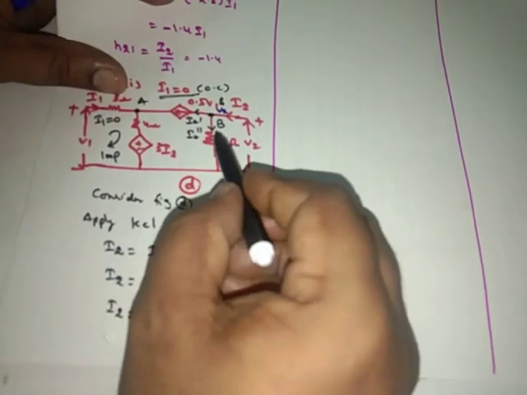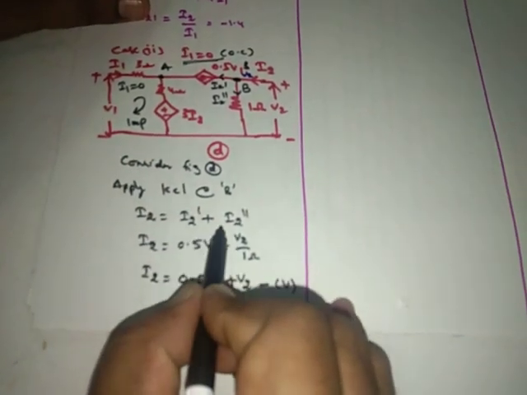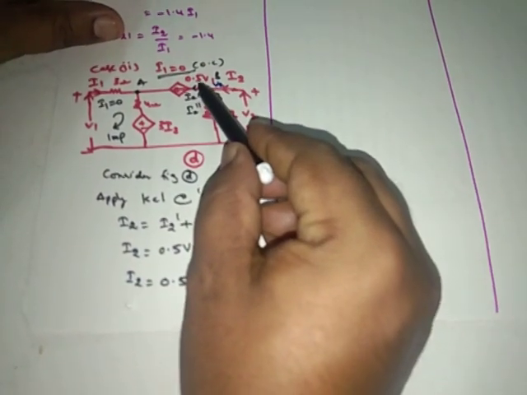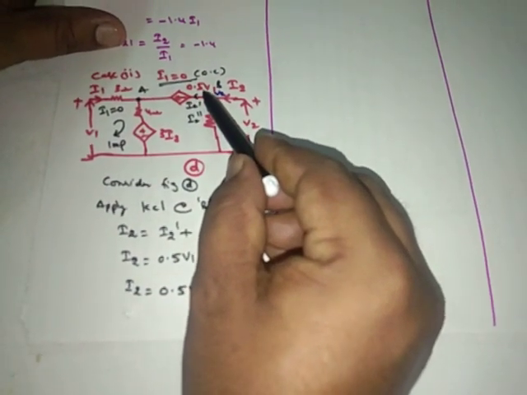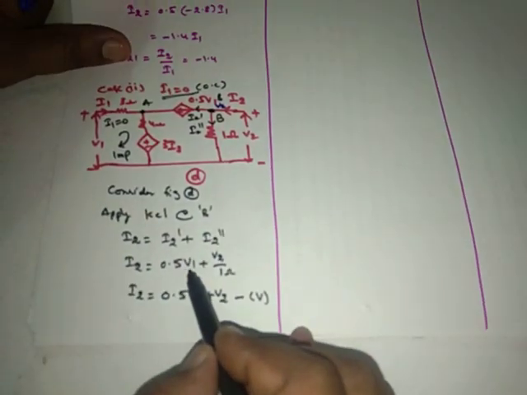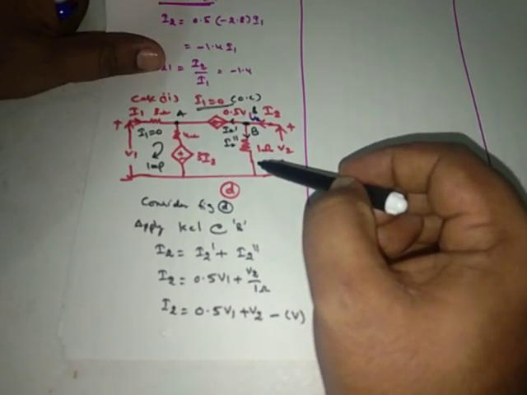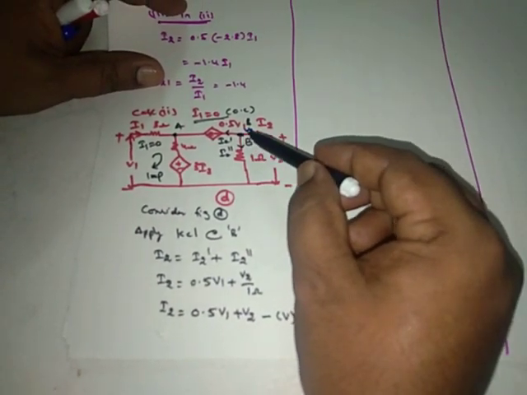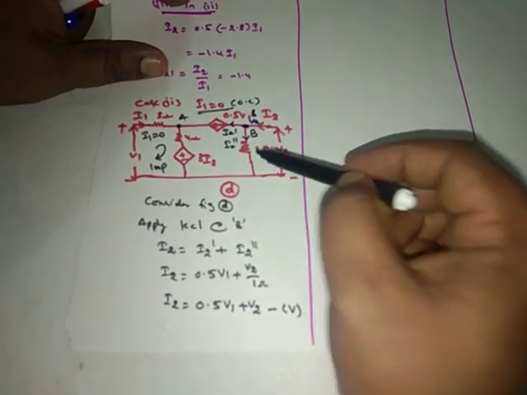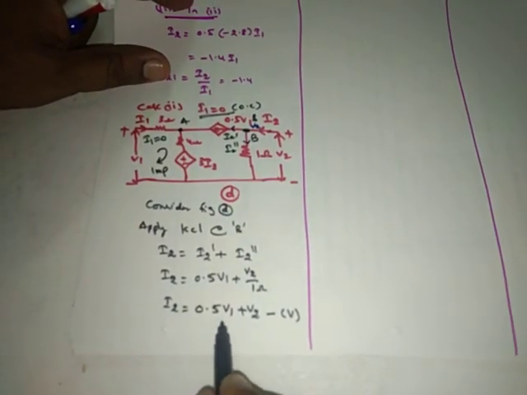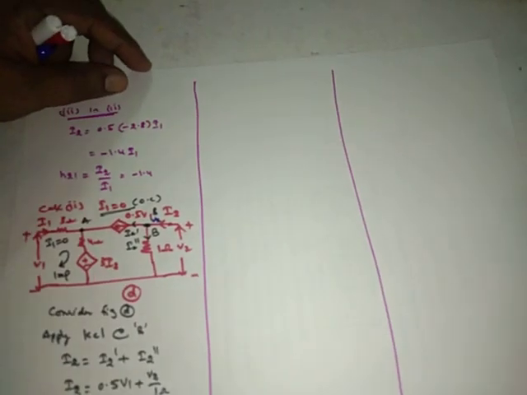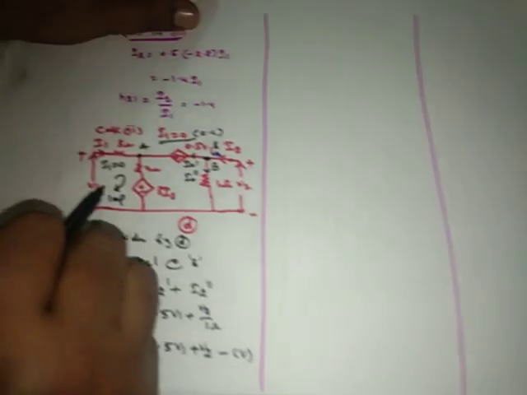Now apply KCL at node B. Here this is node B. Apply KCL: I2 is equal to I2 dash plus I2 double dash. Already the given current is this current source, a voltage controlled current source. Current source value is 0.5 V1. Here what is I2 double dash? Voltage by resistor, I is equal to V by R. Here this is the voltage V2, V2 by R, where R is 1 ohm. So I2 is equal to 0.5 V1 plus V2. This is equation 5.